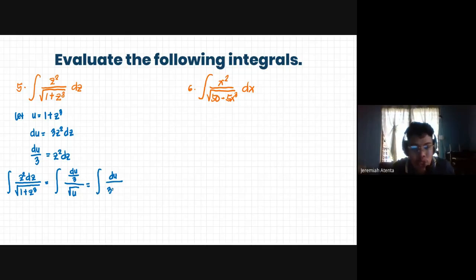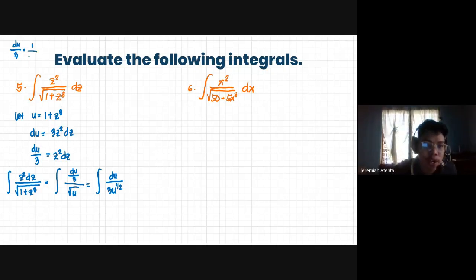Square root of u is just u to the 1/2, right? Okay lang ba? Can you still follow? I am dividing fractions here. Di ba? If you have du over 3, divide by square root of u, that is du over 3 times the reciprocal of square root of u. Square root of u is u to the 1/2. What is the reciprocal of u to the 1/2? That is just 1 over u to the 1/2. So you have du over 3 u to the 1/2.